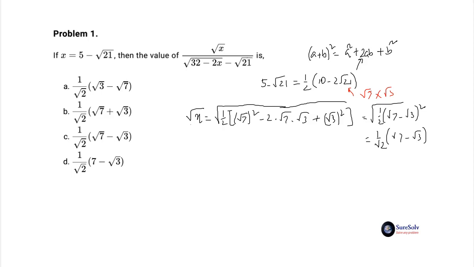We would get the denominator, say d, as d equal to root of 32 minus 2x minus root 21, equal to root of 32 minus 2 times 5 minus root 21, minus root 21, equal to root of 22 plus 2 root 21 minus root 21.